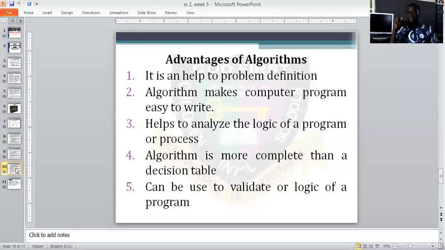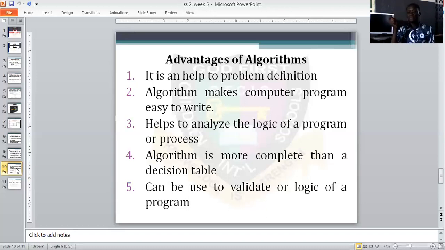Four, algorithm is more complete than a decision table. Algorithm is also better than a decision table because algorithm will give you a full template, a full structural layout on how you want to execute your lines of code. It will give you a full-fledged template or pattern of how you want the program to be developed. Not like your decision table that is one-way sided. But algorithm can go sideways.